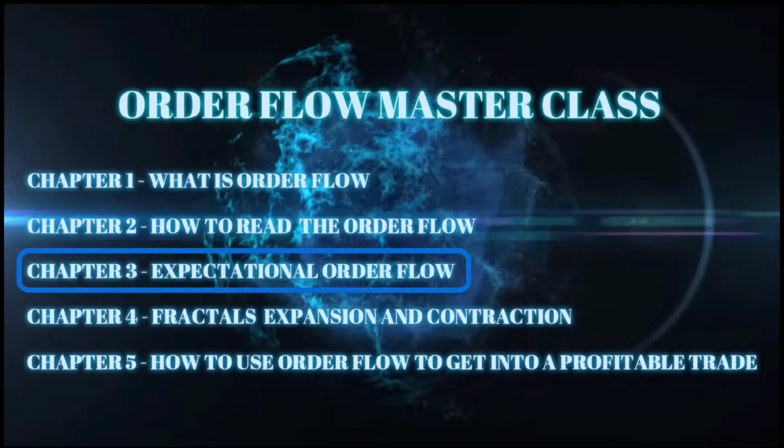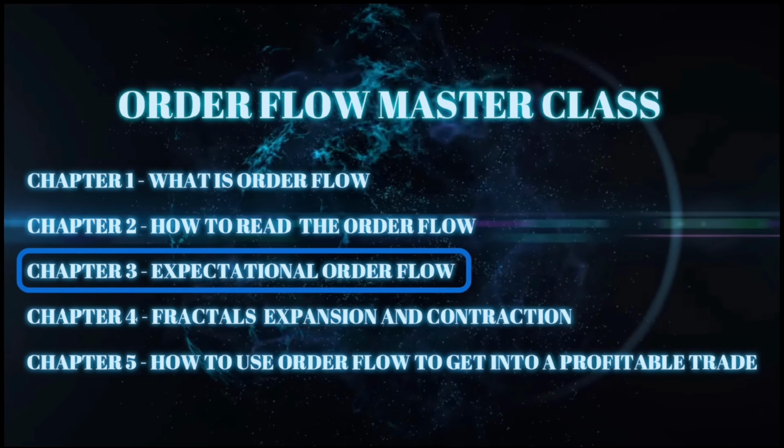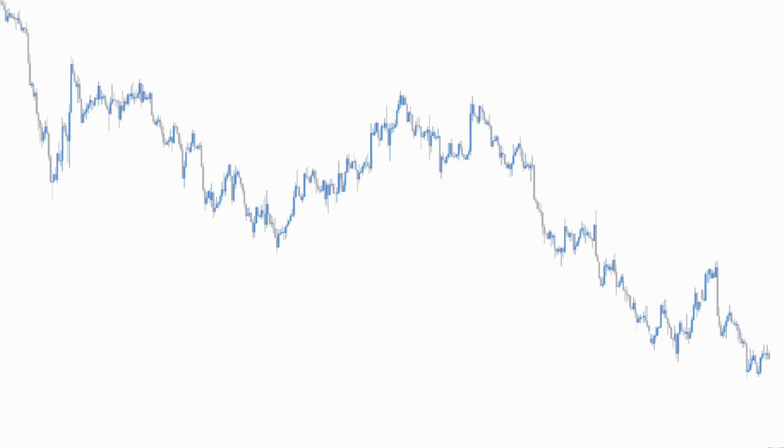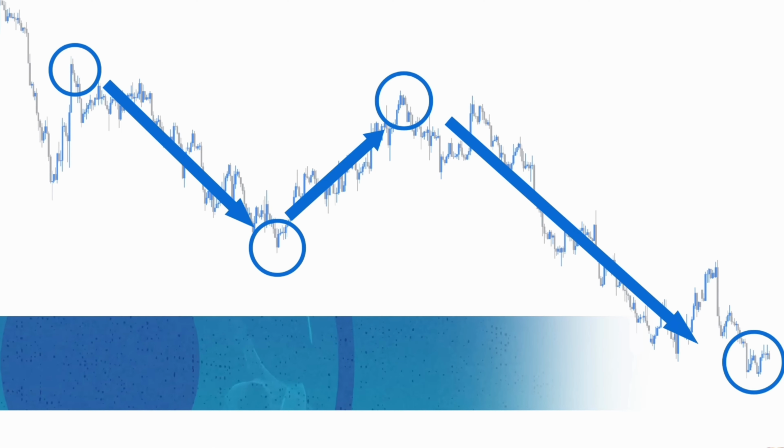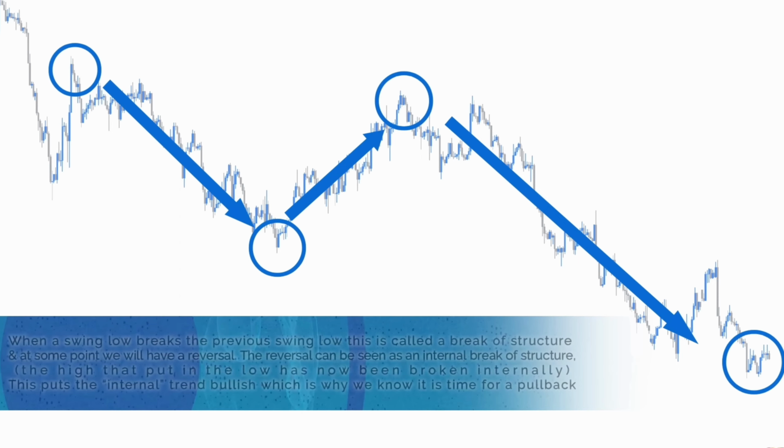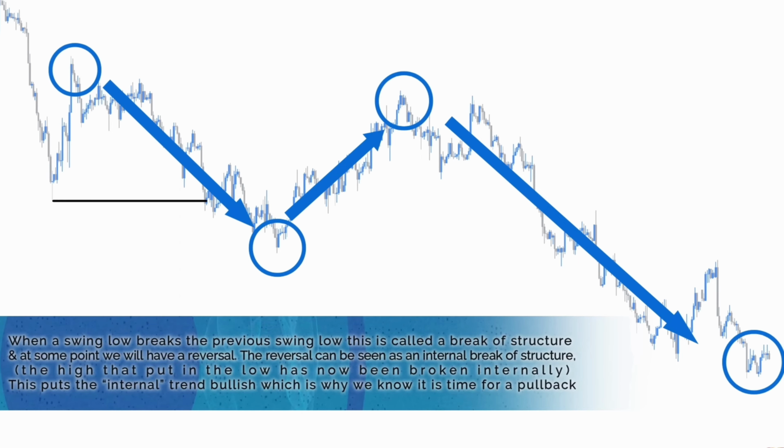Chapter 3. Expectational order flow. A bearish example. Following on from the last chapter, we can see that each swing point gradually gets lower and lower. This is a result of the overload in supply orders from the banks and is called bearish order flow. When a swing low breaks the previous swing low, this is called a break of structure, and at some point we will have a reversal.